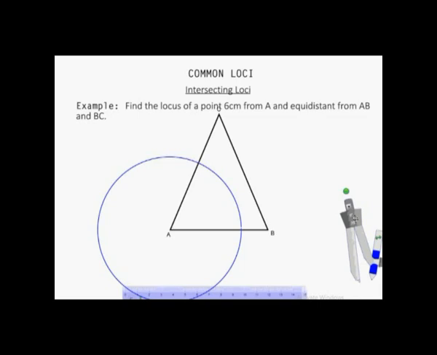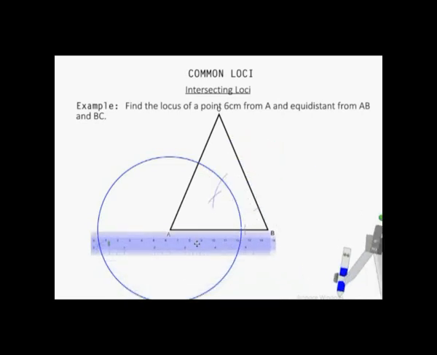Second condition, equidistant from AB and BC. We've said that such a locus is the angle bisector, and so we bisect the angle at B. Place the compass at B, arc here, and arc there. Go to this point and make an arc there, move down and make an arc also. Now draw the bisector.